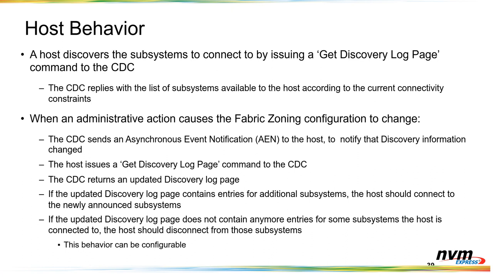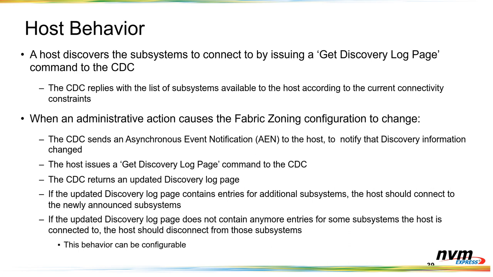And if hard zoning is implemented, as you know from Fibre Channel, well, the fabric would take care of this disconnection. In this case, the host can orderly take care of the disconnection once we define a way for the CDC to enforce hard zoning also here. The fabric can help the host to be disconnected. And this behavior of the host, of course, can be configured.